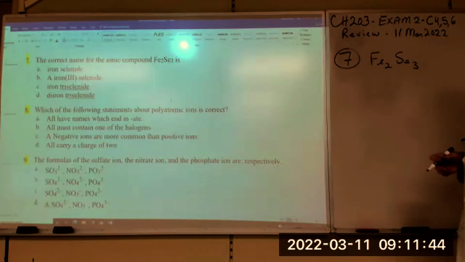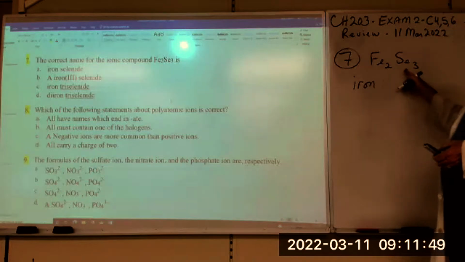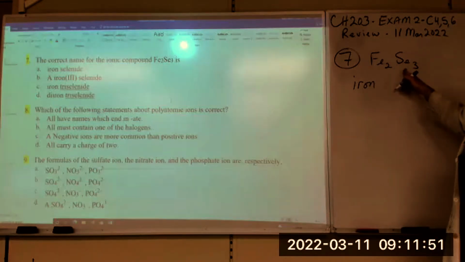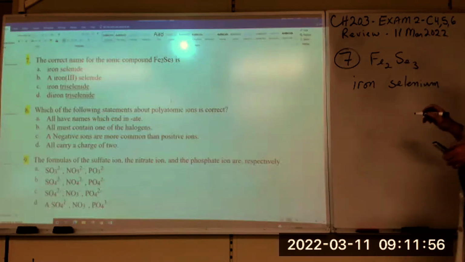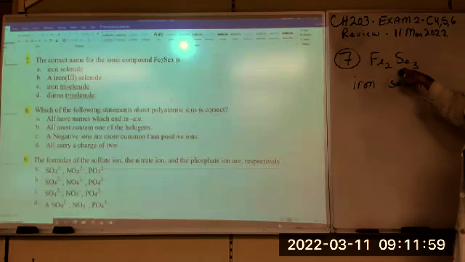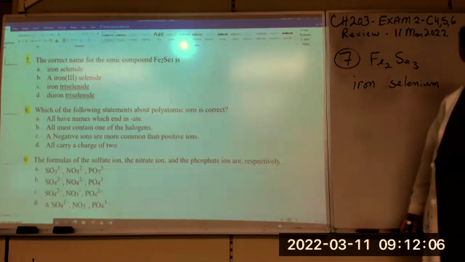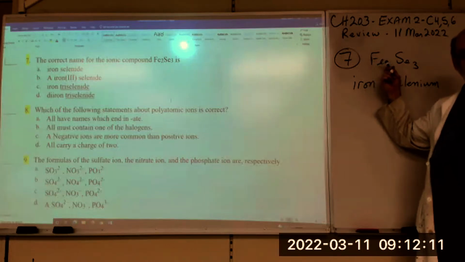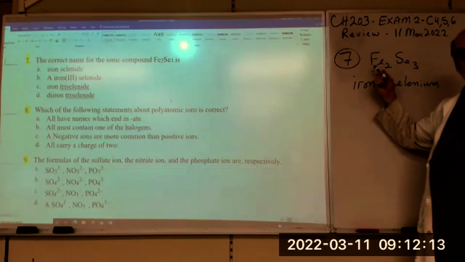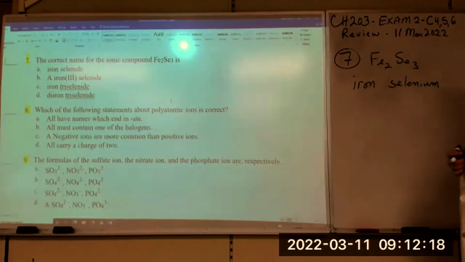Okay, first of all, what elements do we have? Iron, selenium. Okay, metal, non-metal. So it's either a type 1 or a type 2. How do we tell the difference between type 1s and 2s? We look to the metal. Can it have more than one possible charge? Yeah, iron can. Okay. So it's a type 2.